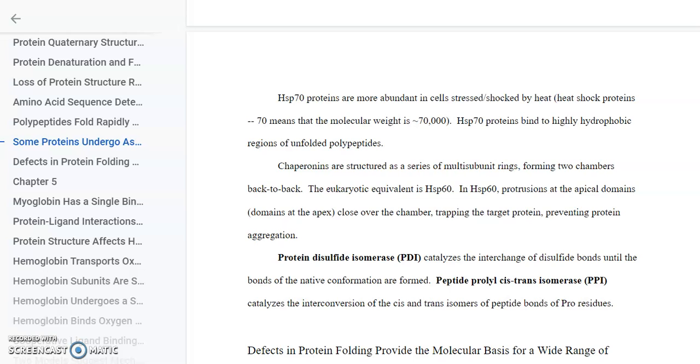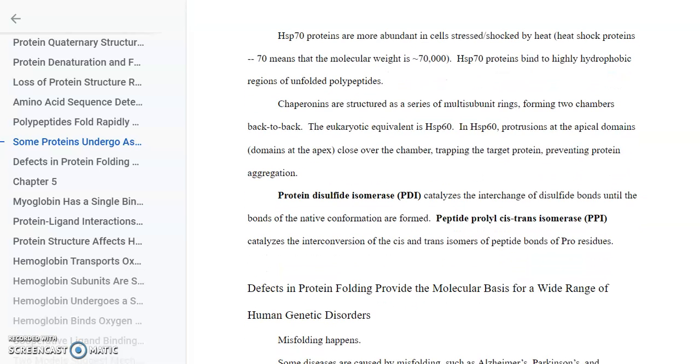Chaperonins are structured as a series of multi-subunit rings, forming 2 chambers back to back. The eukaryotic equivalent is HSP60. In HSP60, protrusions at the apical domains, at the apex, close over the chamber, trapping the target protein, preventing protein aggregation.